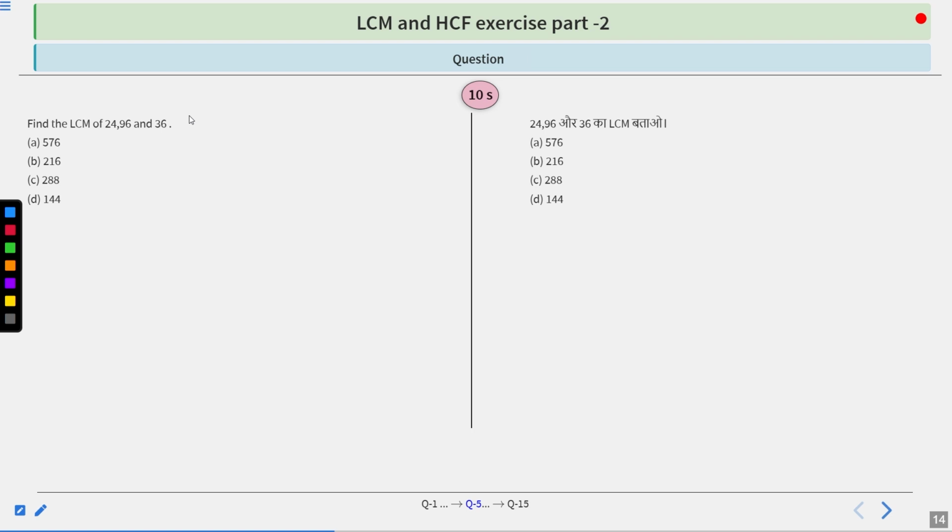Find the LCM of 24, 96 and 36. Options are 576, 216, 288 or 144. These are the options.